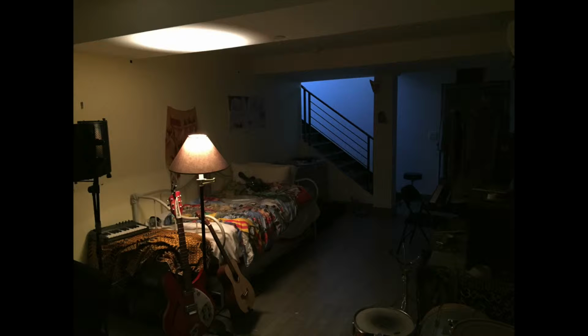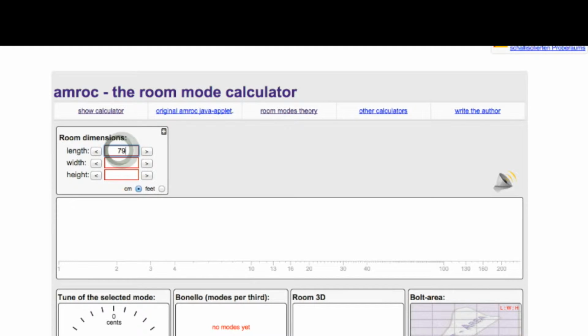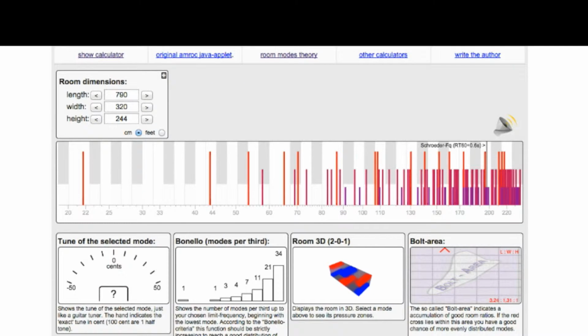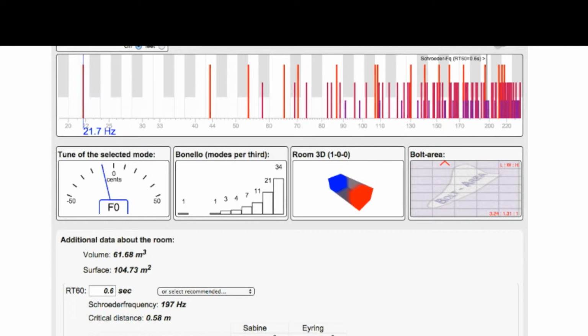The first step was to enter my room dimensions into a room mode calculator. With rounding, the room has a length of 790 centimeters, a width of 320 centimeters, and a height of 244 centimeters. I identified some axial problem frequencies in the sub-bass region. Furthermore, the 200 Hz region seemed to be the worst, with many tangential and oblique modes occurring in the 200 to 300 Hz range. However, I was fully aware that this calculation was not taking into account the many materials in the room and the unique nature of the ceiling.